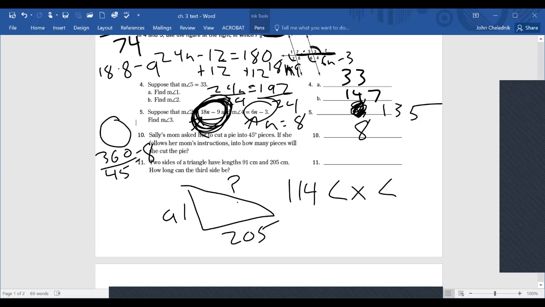Yeah. And the upper bound, adding them, you get 296. Here's your answer. I'm going to write it there. I guess it goes on the line, but I read it there. If you don't mind.